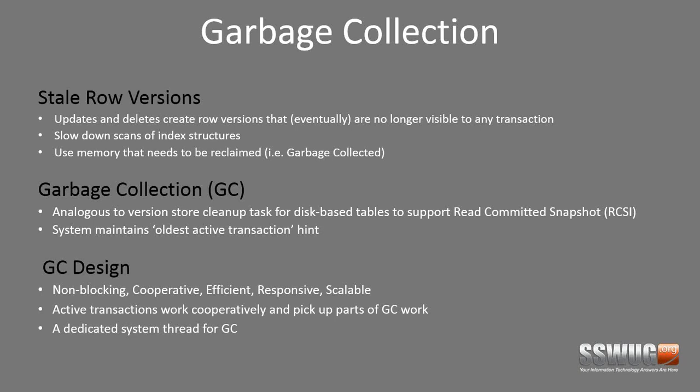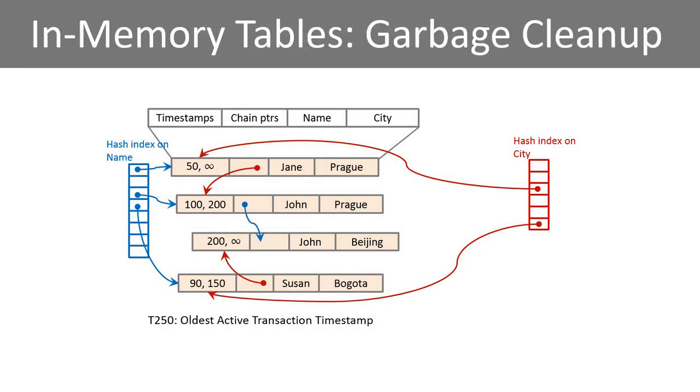Okay, so that's that. Let me explain from a user perspective what happens. Here I'm showing you a typical in-memory structure of some table, which has, in this case, 4 rows and 2 indexes. One is the blue index, which is a hash index on name, on the left side, and then you see a hash index on city.